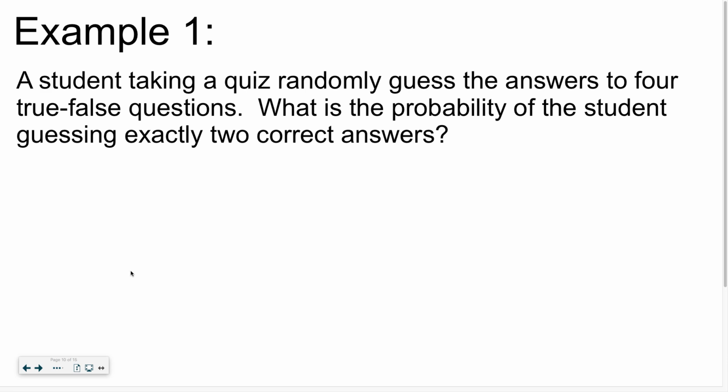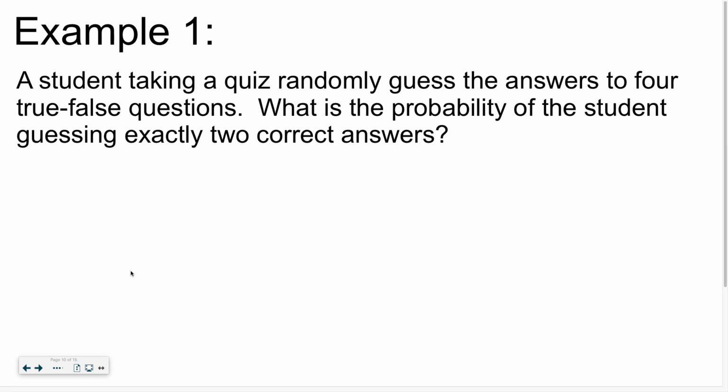Okay, now run through some of the examples on the back. We'll get through as many as we can so you can work on them for your homework. Number one's a great one for us to think about. A student is taking a quiz and they randomly guess the answers to 4 true-false questions. What's the probability of the student guessing exactly 2 correct answers?